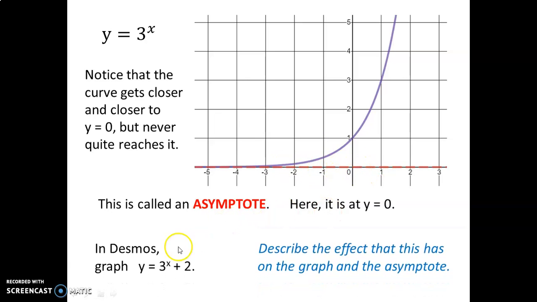So my question to you is, in Desmos, graph y equals 3 to the x plus 2. Enter it exactly like you see it, and then describe the effect that this has on the graph of the curve and its asymptote. So describe that. All right, I hope you were able to get in there and see what happens.